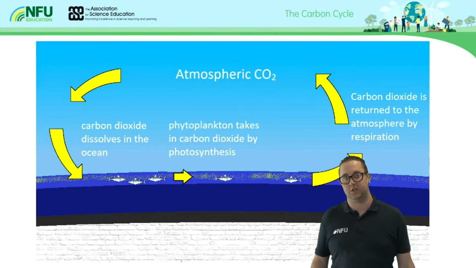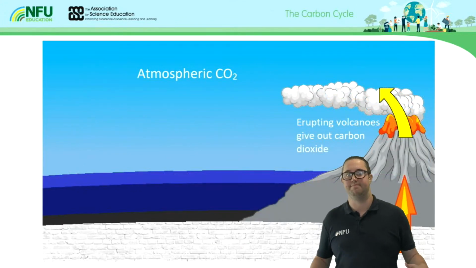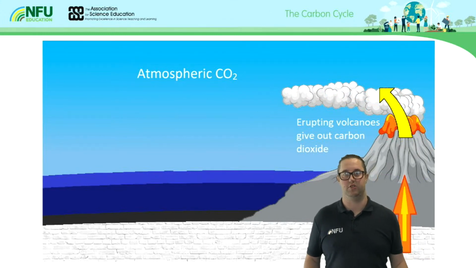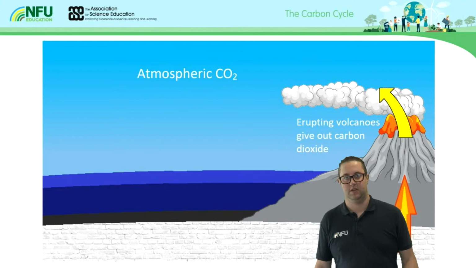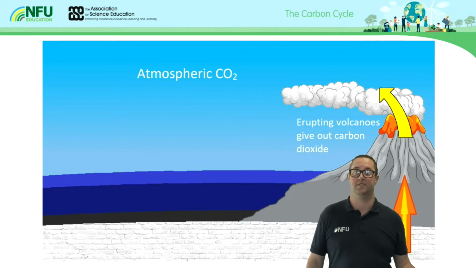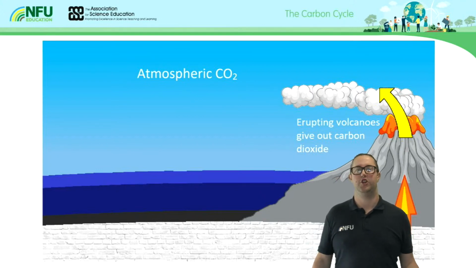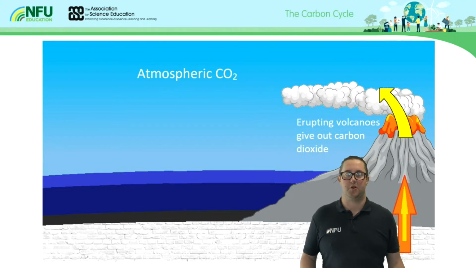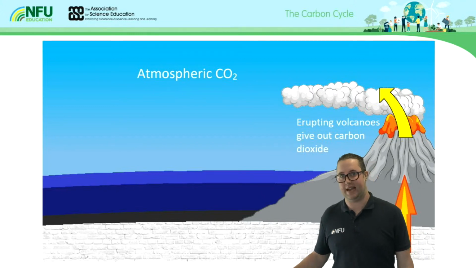There's also a geological carbon cycle which takes place much more slowly. It takes place over millions of years rather than hundreds of thousands of years. Some geological processes, such as volcanic eruptions, can release huge volumes of carbon dioxide. Heat from magma deep underground breaks down rocks such as limestone, releasing carbon dioxide into the magma.